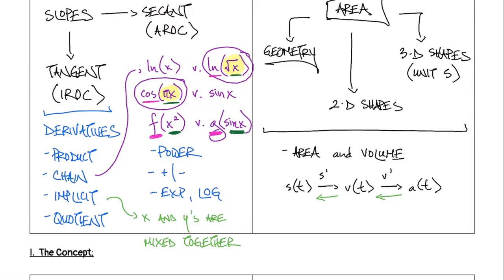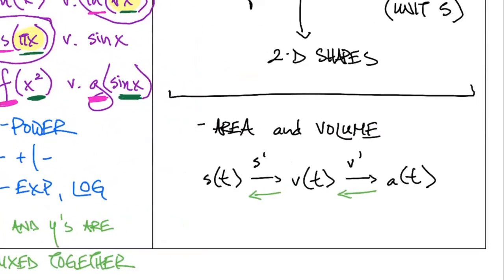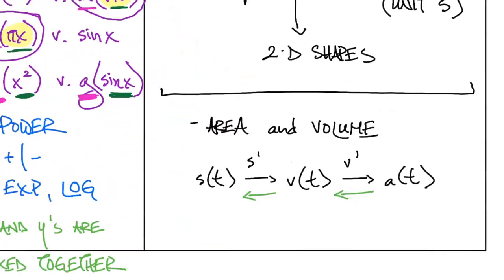So guess what happens when we go the other way? If I have acceleration and I want to find velocity, I'm going to take the antiderivative of acceleration. That will give me velocity. And when I have velocity, if I take the antiderivative of velocity, I will get position. Okay, so just like if we have position and we want to find velocity and acceleration, we can also work our way backwards and find velocity from acceleration and position from velocity.